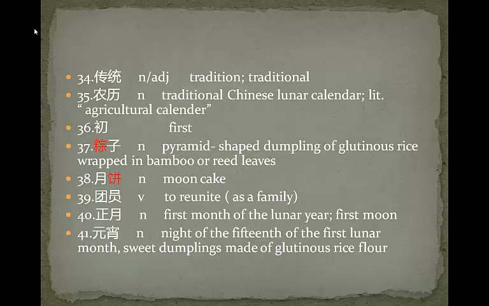Alright. 第35个 农历, it means traditional Chinese lunar calendar, or we call it agriculture calendar. So I would say the first character 农 is a very basic character. The basic meaning is farmer. Memorize this character. When you put different radicals to it, you will create new characters, and later on you will know. 历, the second character, Li.